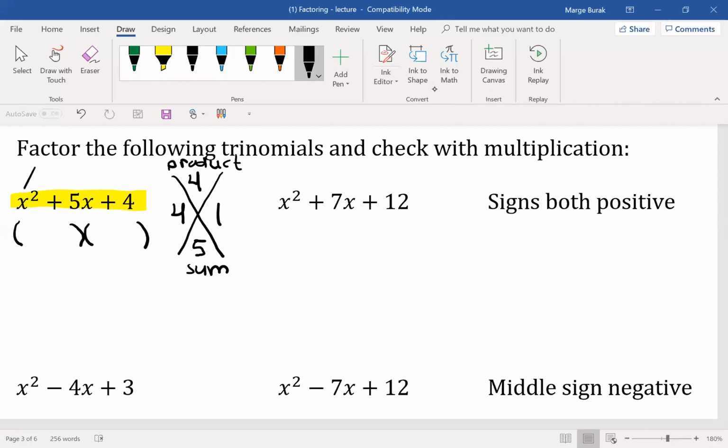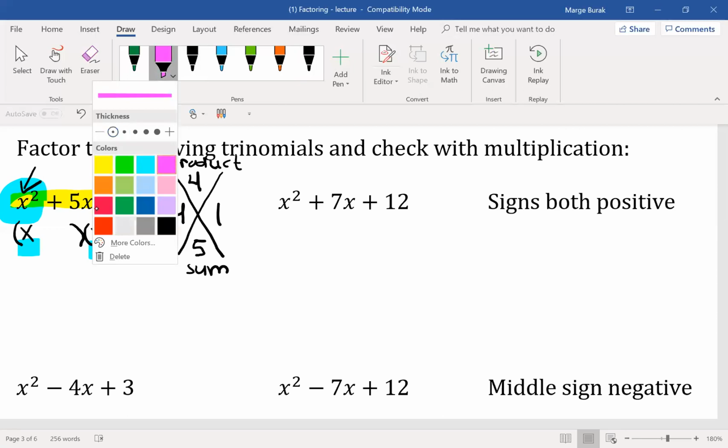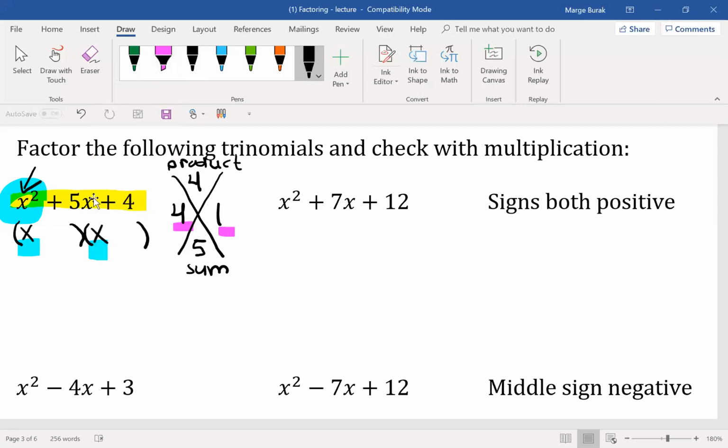And so the first one, x squared, is x times x. Let's put that in a little highlight. This x squared will be here and here. And then let's go with the purple. Now we look at this 4 and this 1, and that's what we're going to put right here. It doesn't matter if you put the 4 here and the 1 here because I don't have signs in. The last thing I want to put in are my signs, and since 4 and 1 are both positive, I need a positive 4 and a positive 1. And so my answer is x plus 4 times x plus 1.